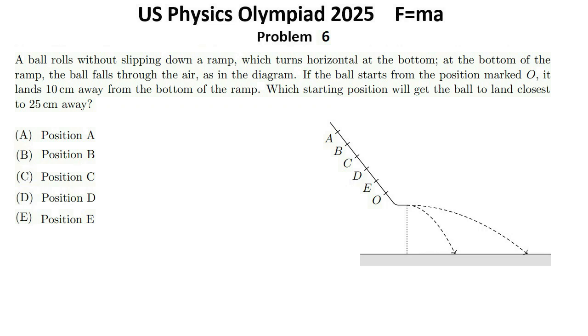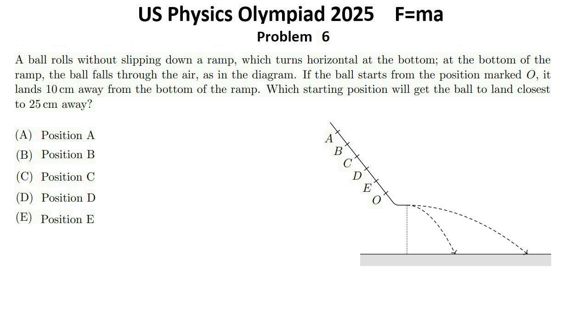Problem number 6. A ball rolls without slipping down a ramp, which turns horizontal at the bottom. At the bottom of the ramp, the ball falls through the air, as in the diagram. If the ball starts from the position marked O, it lands 10 centimeters away from the bottom of the ramp. Which starting position will get the ball to land closest to 25 centimeters away?